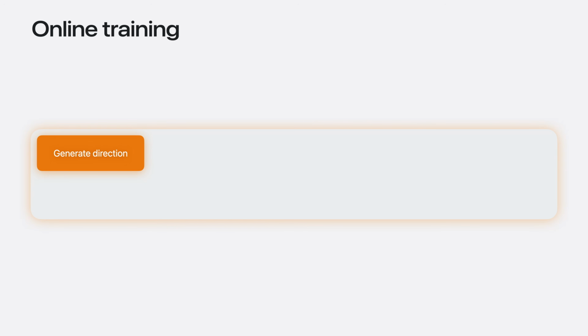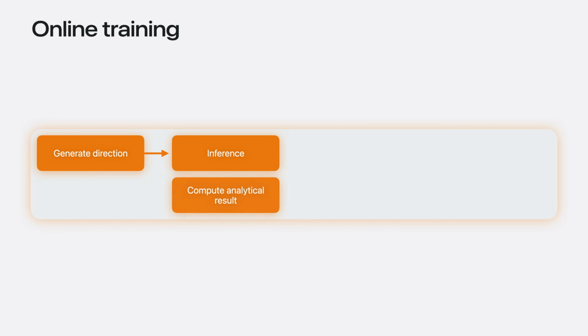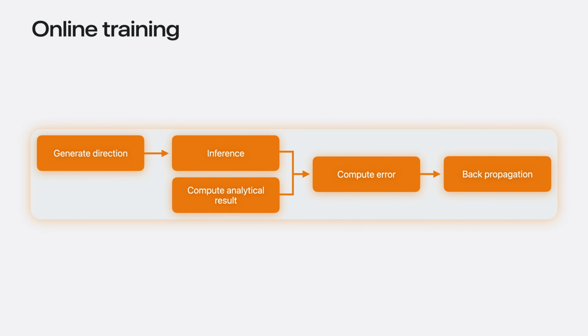You start by generating a direction you wish to sample and run inference on your model to get the result. Then you are able to compute the analytical solution to the sky illumination problem that you can use to compute the error and finally run a backpropagation pass to progressively improve the model. This is the exact same flow you could use to train offline, but this time repeating training iterations over frames.